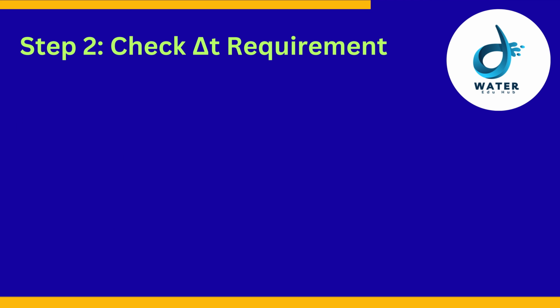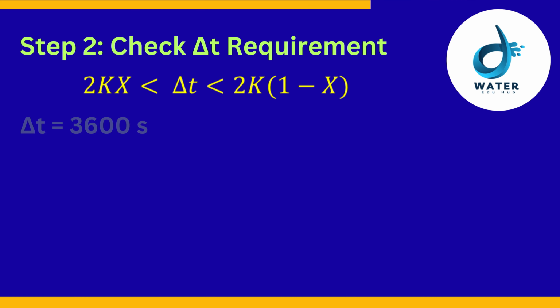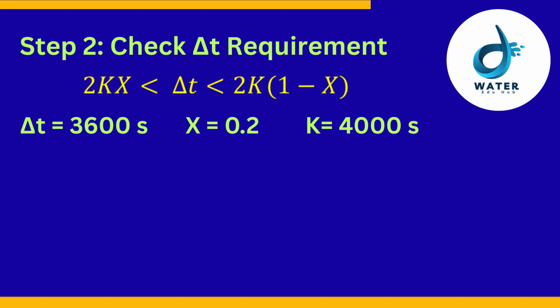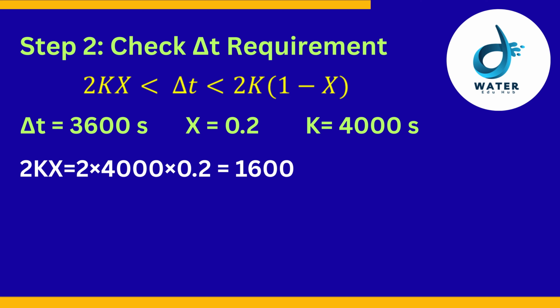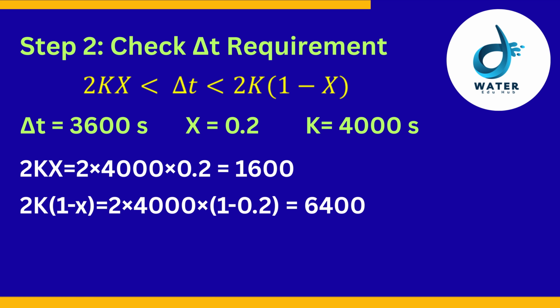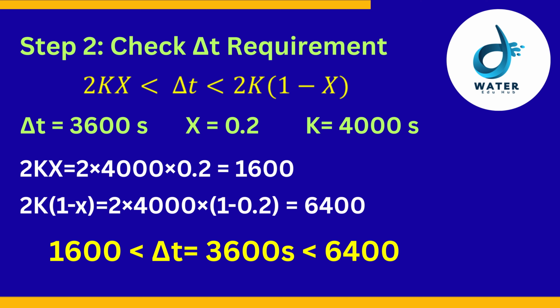Step 2, we check the delta t requirement. For this, we need to satisfy delta t being between 2Kx and 2K times (1 minus x). If you remember, our delta t was 3,600 seconds. If we replace x of 0.2 and K of 4000, we can calculate 2Kx and we will get 1600. Similarly, the 2K times (1 minus x) will be 6400. As can be seen, our delta t falls between 1600 and 6400, so we are good to proceed.